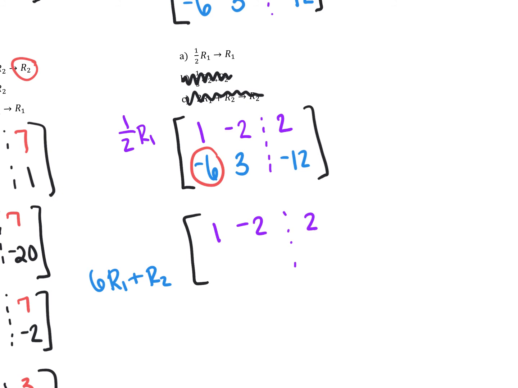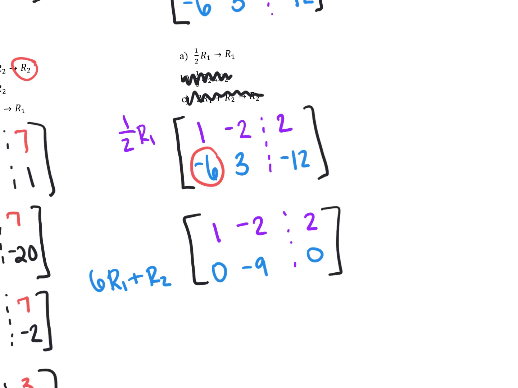So I have 6 times 1 is 6 plus a -6 is 0. 6 times -2 is -12 plus 3 is -9. 6 times 2 is +12 plus a -12 is 0. Right? So now I have the 0 sitting here.